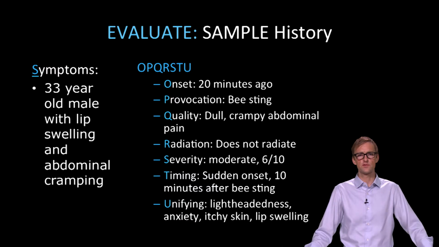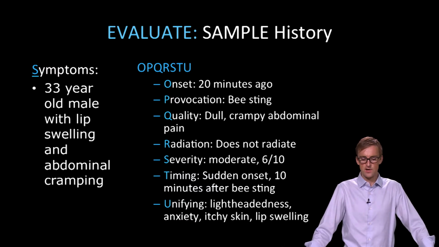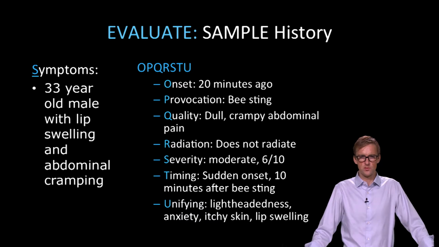The P stands for provocation, and for him, he describes this all happening just after being stung by a bee. The Q, quality, he describes a dull, crampy abdominal pain. R, radiation, he does not describe any radiation of the pain. S is for severity, and he describes it as moderate severity, or 6 out of 10. The T, or timing, he says was sudden onset, about 10 minutes after being stung by the bee.